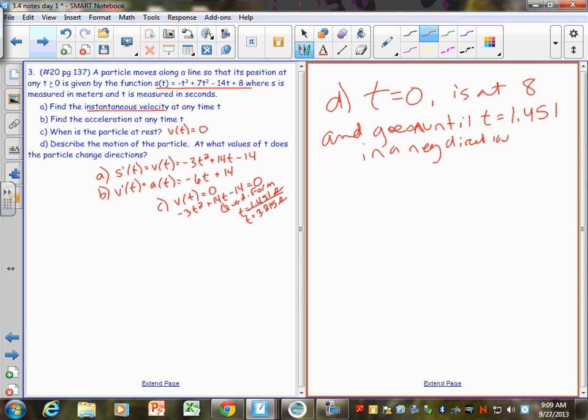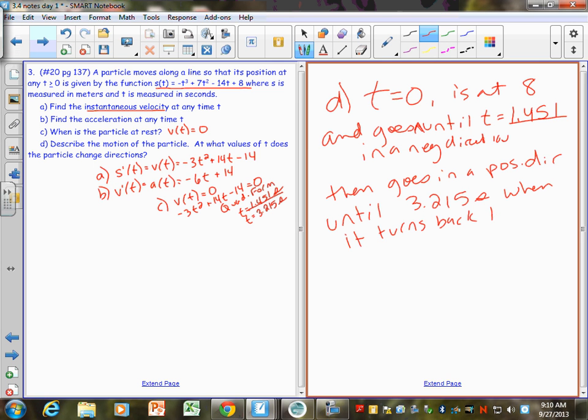Caret. And until 1.451. Then, after that, this stopping point means it turns, so I don't have to plug any more numbers in. If it turns at 1.451, which way is it going now? Then it goes in a positive direction until when? Until the next stopping point at 3.215 seconds, when it turns back to a negative direction.